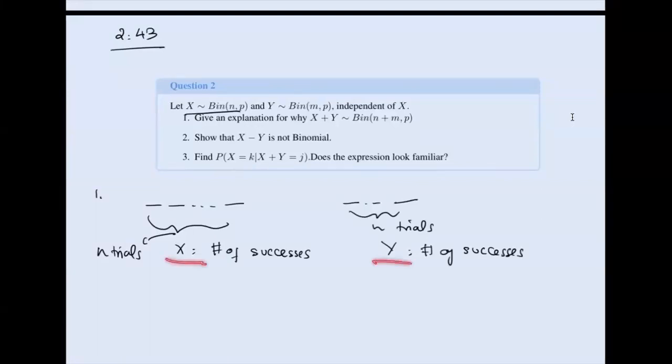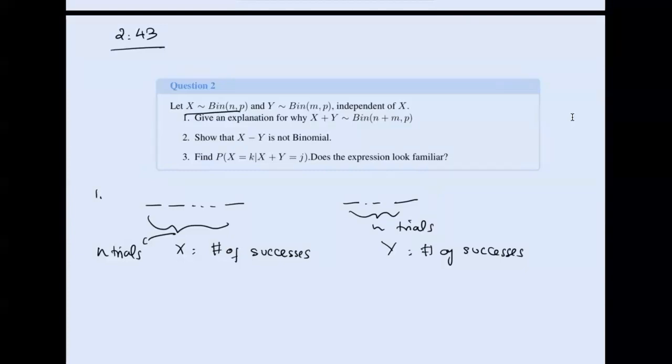If you take x plus y, you're essentially taking the number of successes in these n trials plus the number of successes in these trials. Then what do you get? You get the total number of successes, right? Out of how many trials? You have n trials here and you have n trials here. So it is a total number of successes out of 2n trials.